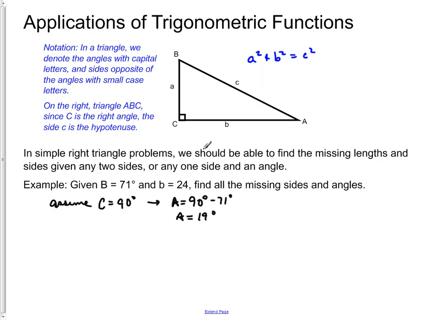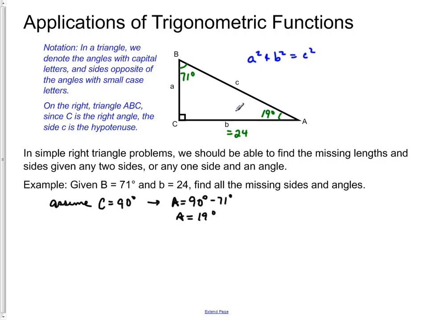So right now, if I'm looking at my right triangle, if this is 71 degrees and angle C is the right angle, this must be 19 degrees. All right, so far so good. We're also told that side b is 24. Now it could be 24 centimeters, 24 inches. We're not sure, but it doesn't really matter for the purposes of this demonstration.